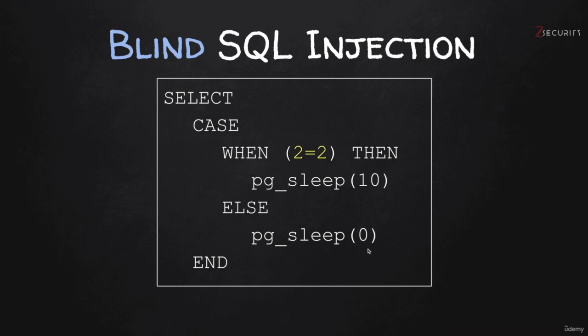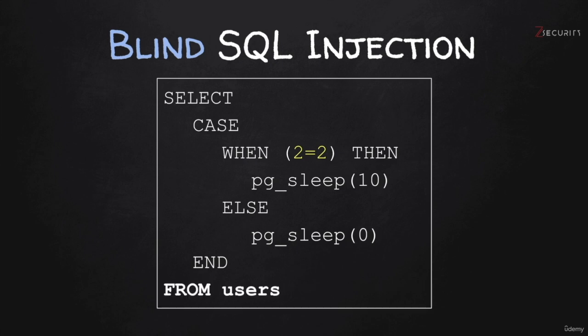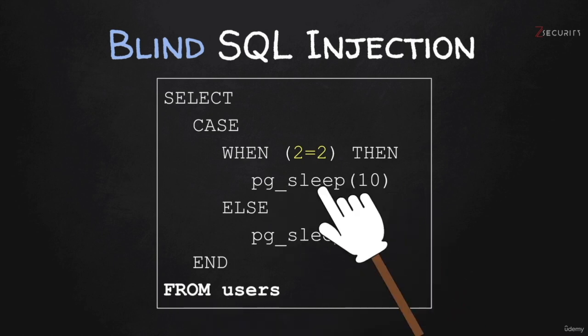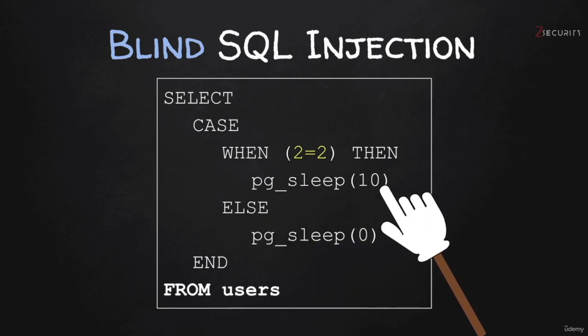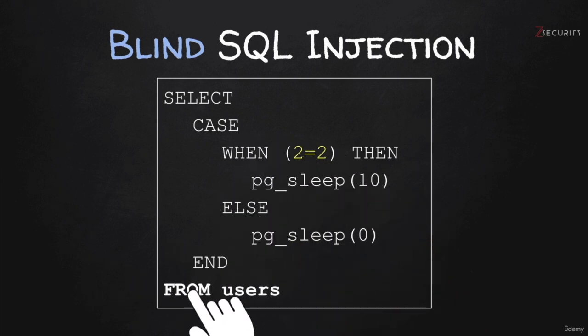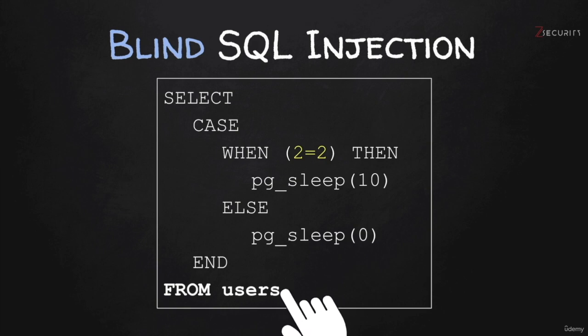Therefore, we can use this very statement to extract a lot of information from the database. For example, we can simply say, I want you to select, if 2 is equal to 2, then sleep for 10 seconds, otherwise sleep for 0 seconds, from users. So we're basically saying select a true condition, sleep for 10 seconds if that's true, otherwise don't, from users. So if we have a table that is called users, we're going to sleep for 10 seconds, otherwise we're not. And this way we're going to check if there is a table that is called users.